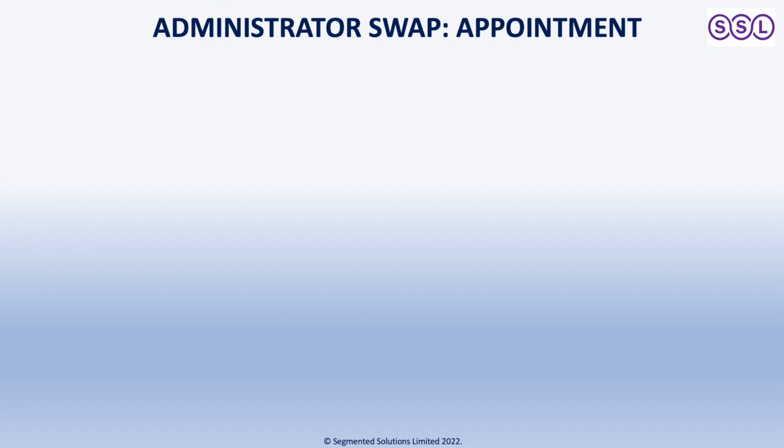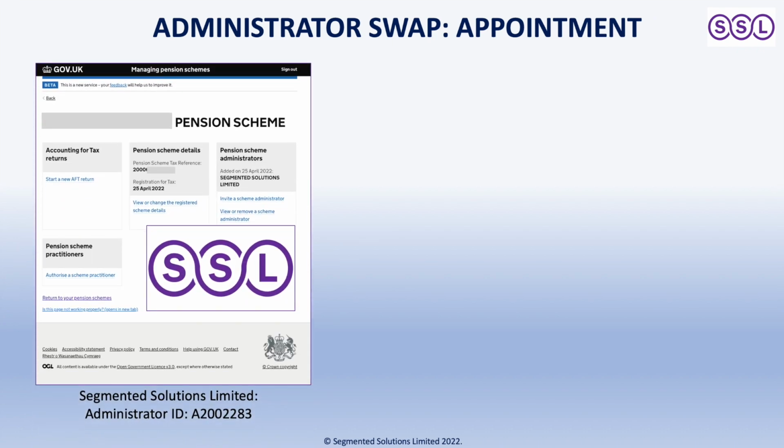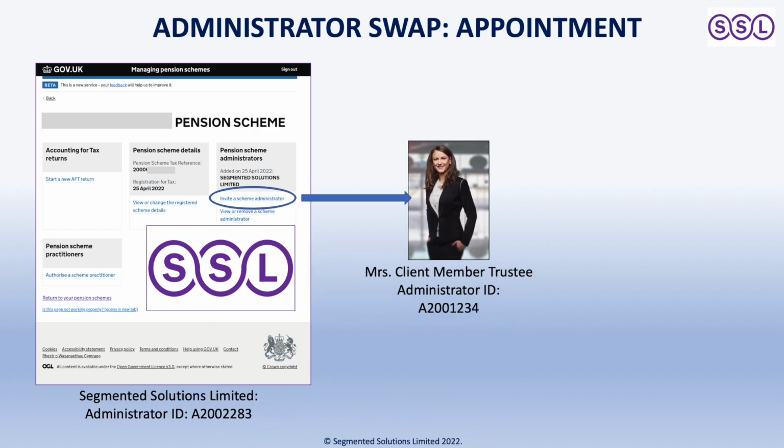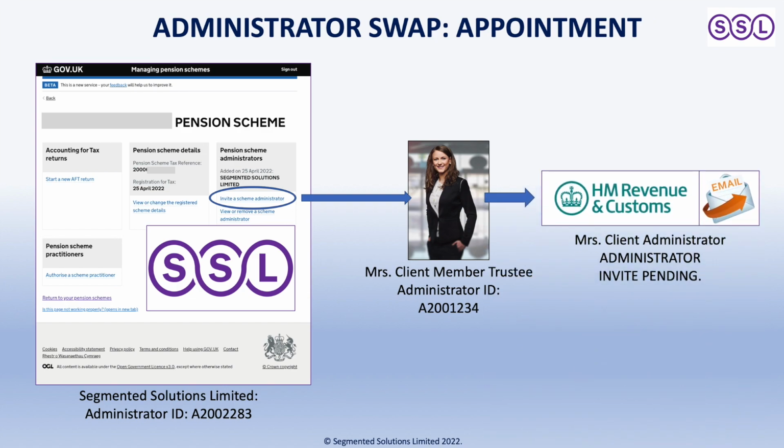So the first step of swapping the administrators is for us to log in to appoint you. So we log into our system, our gateway, and we look up your pension scheme, and that's where we click on Invite a Scheme Administrator, and we put in Mrs. Client, Member Trustee as the name and the administrator ID, A200 1234. That then triggers an email out to Mrs. Client from HMRC saying that there is an invite pending, and she'll have to actually go and log in and deal with that.